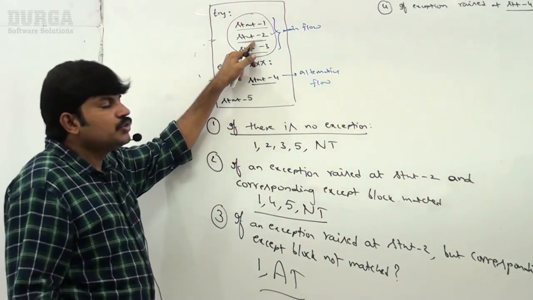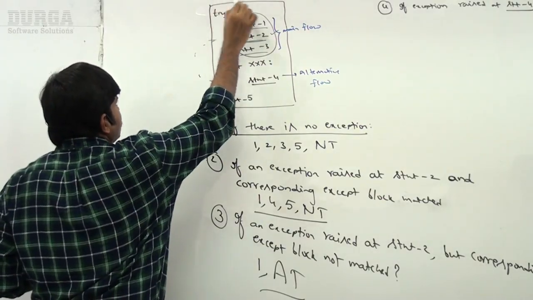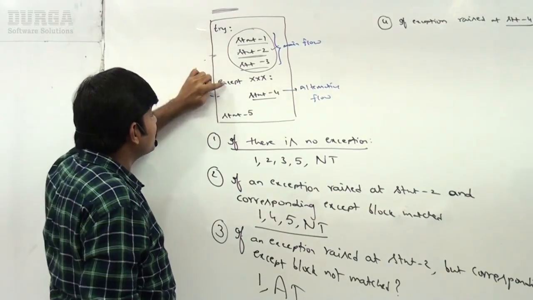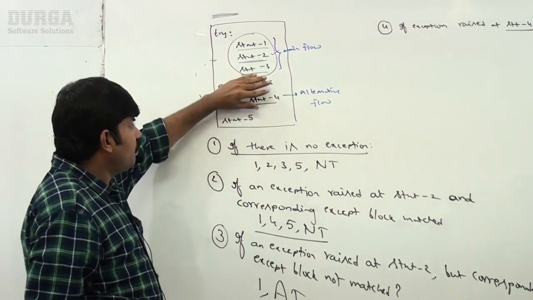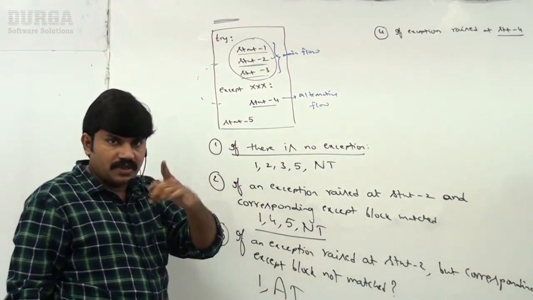Remember this one. Somewhere outside of try, an exception is raised. Can I ask this except block to handle that? No chance at all. Boss, I am responsible only for these three statements.